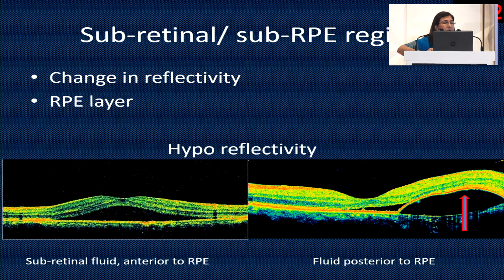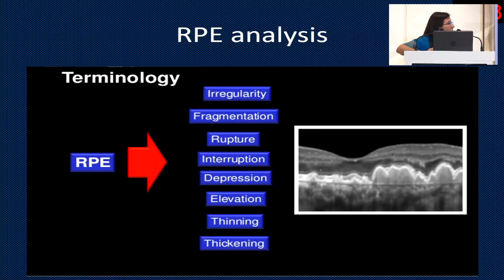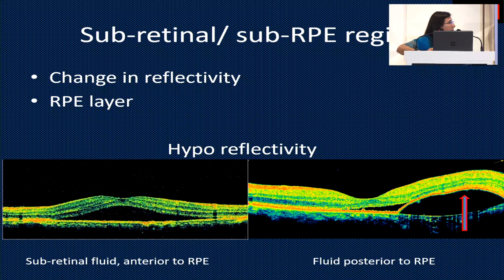Finally, coming to the subretinal and the sub-RPE region. Now here, hyperreflectivity again is very important, but in correlation to the RPE layer. Is the fluid above the RPE layer or below? If it is above the RPE layer, then it is subretinal fluid. And if it is below the RPE layer, then it is a PED or a pigment epithelial detachment. So it's very important to differentiate because the management of both is very different.